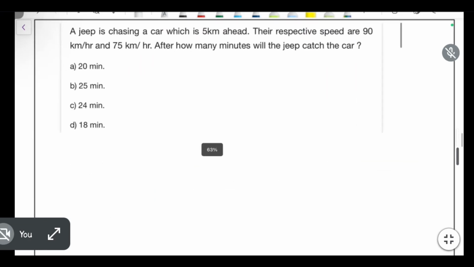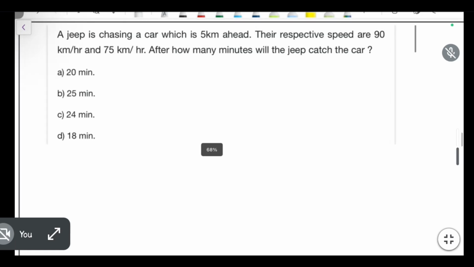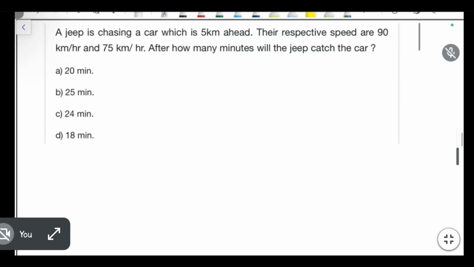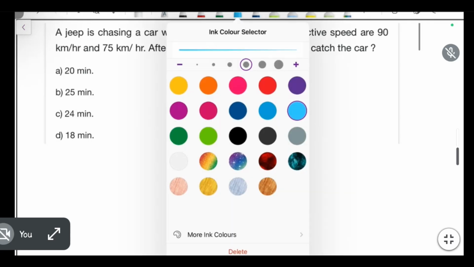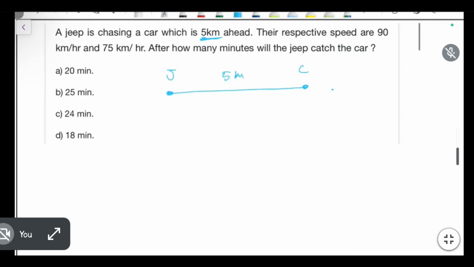So let's try a question here. The question is, a jeep is chasing a car which is 5 kilometers ahead. That means there are two things here. There's a jeep here, and there's a car here. And it is said that they are 5 kilometers apart.